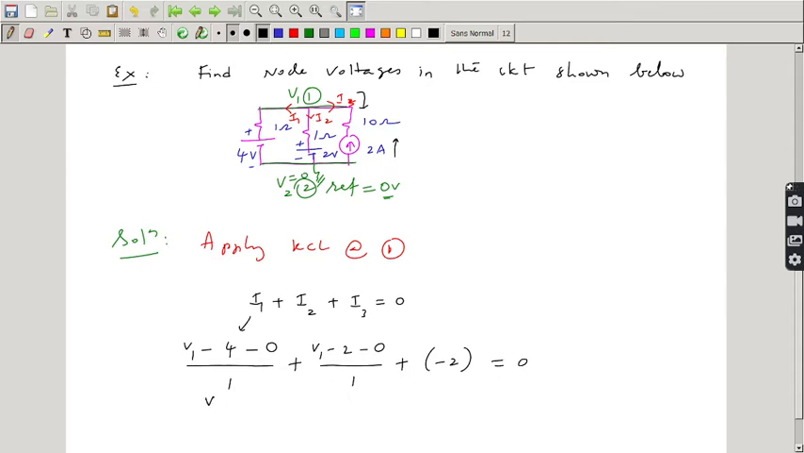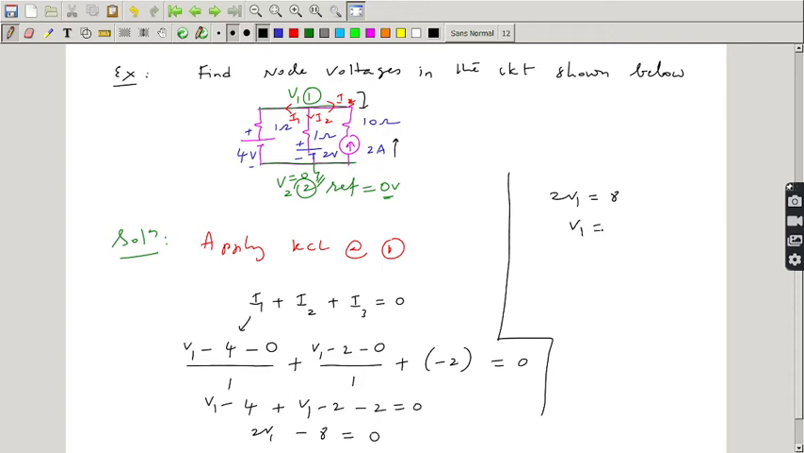So now you can write (V1 minus 4) plus (V1 minus 2) minus 2 equals 0. So 2V1 minus 4 minus 2 minus 2, that is minus 8. So I can write 2V1 equals 8. So V1 becomes 8 by 2, which is 4 volts. The node voltage you get by using nodal analysis is V1 equals 4 volts.